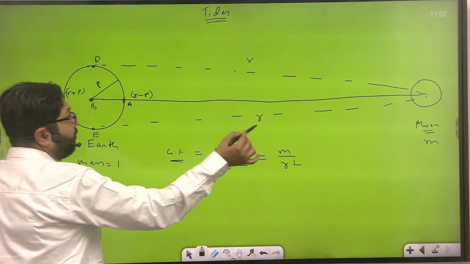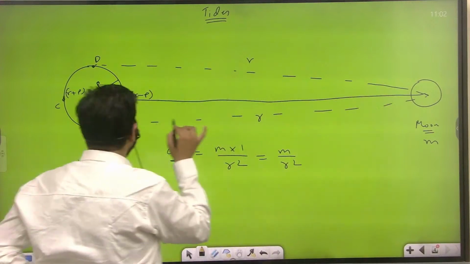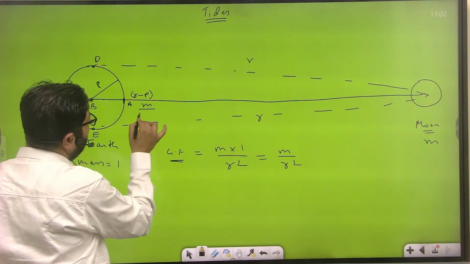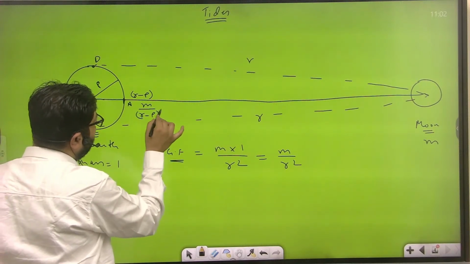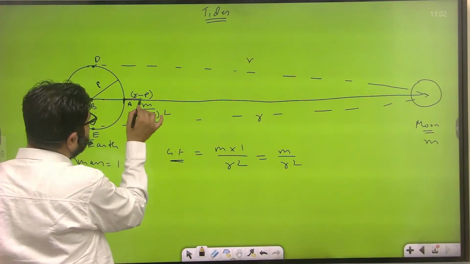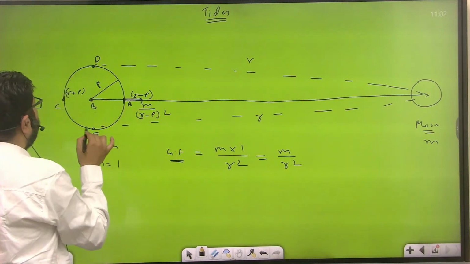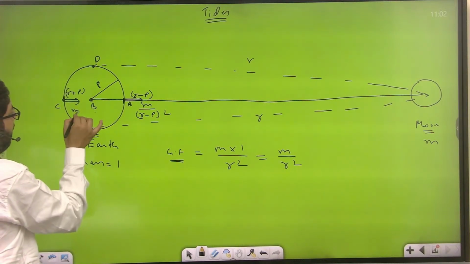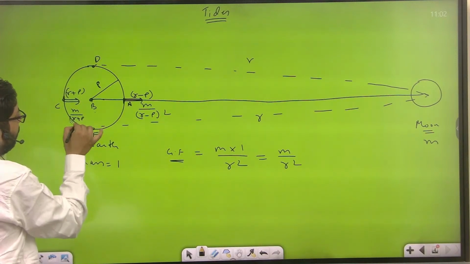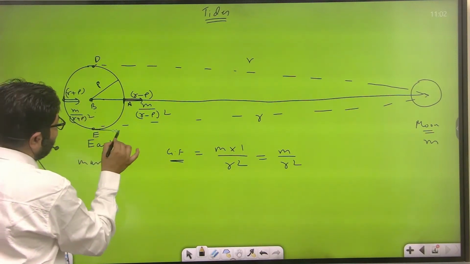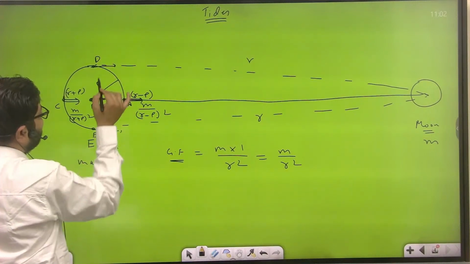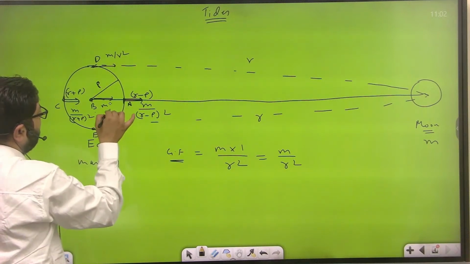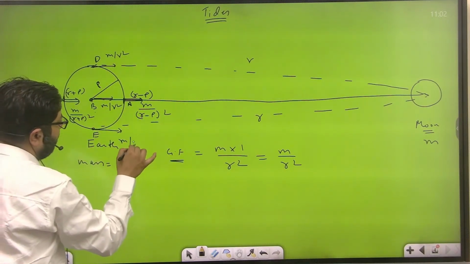The gravitational force exerted by Moon on the surface A will be m upon r minus p whole square. This is the force exerted by Moon at A. At C, the gravitational force exerted by Moon will be m upon r plus p whole square. At these places, the distance is r, the gravitational force will be m upon r square, m upon r square, m upon r square.